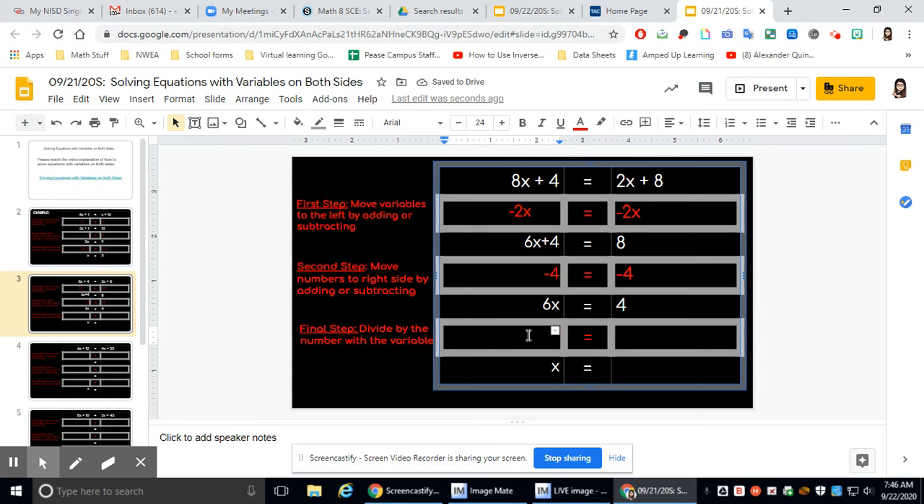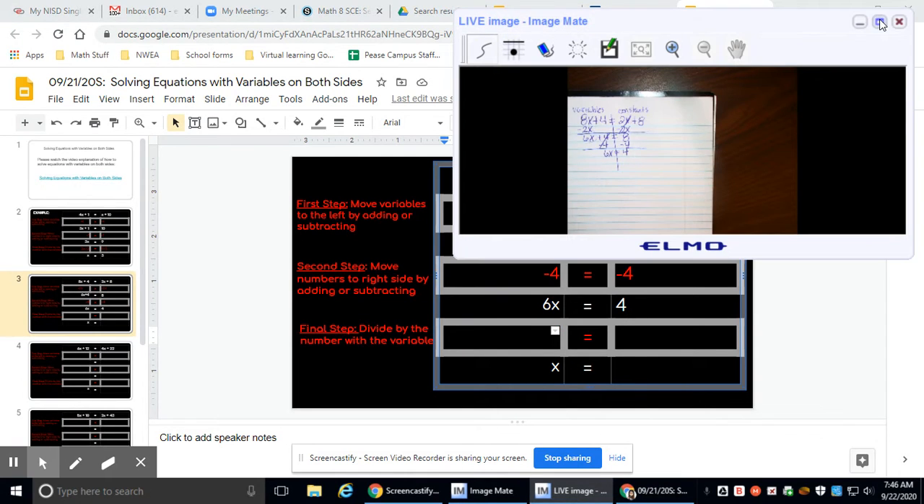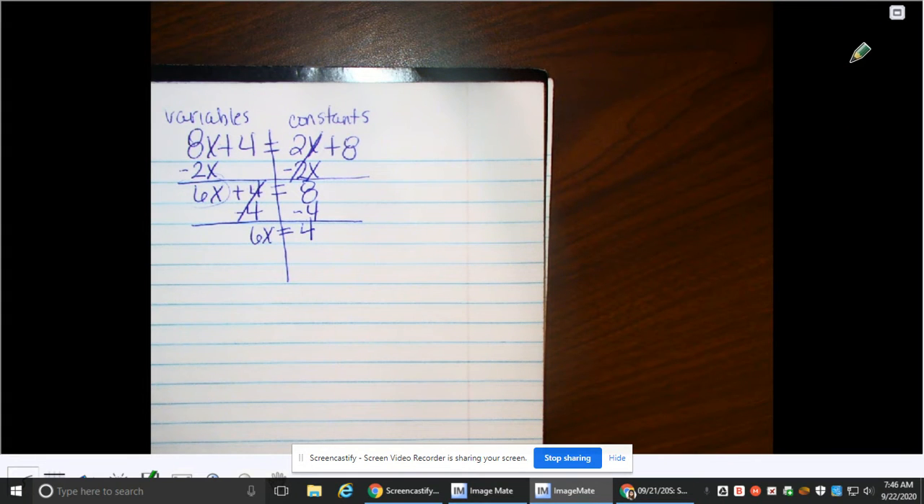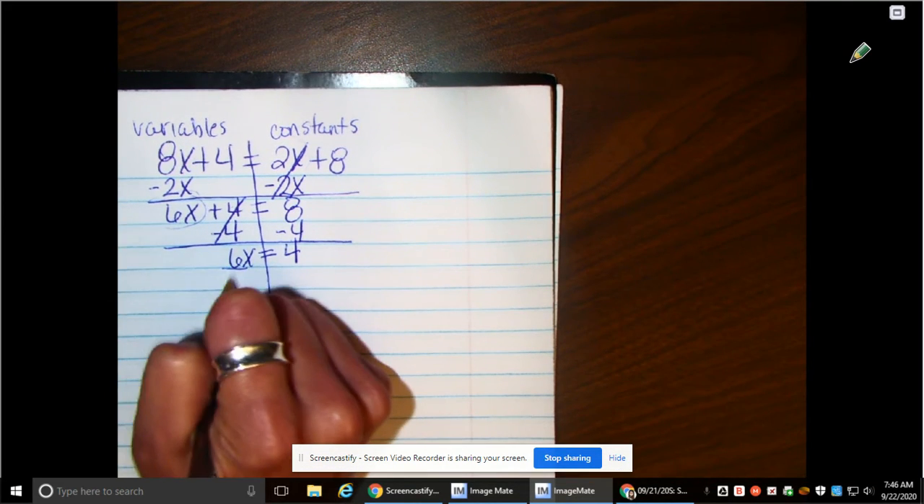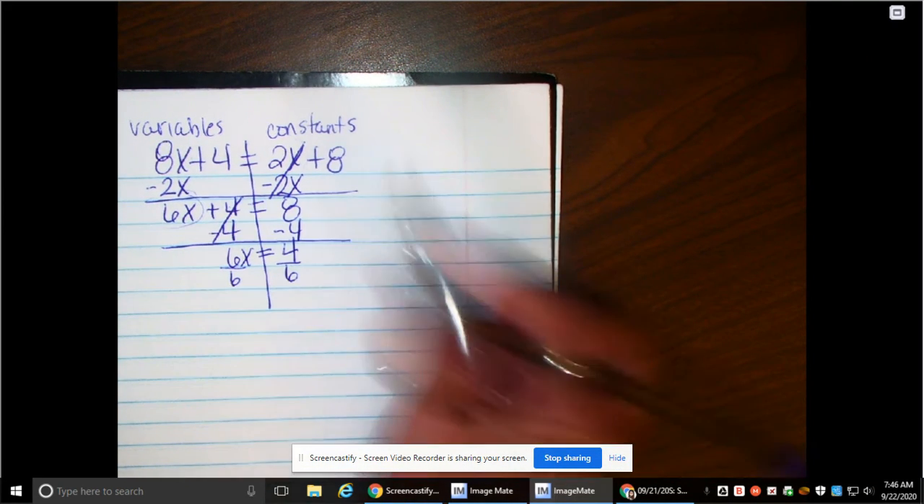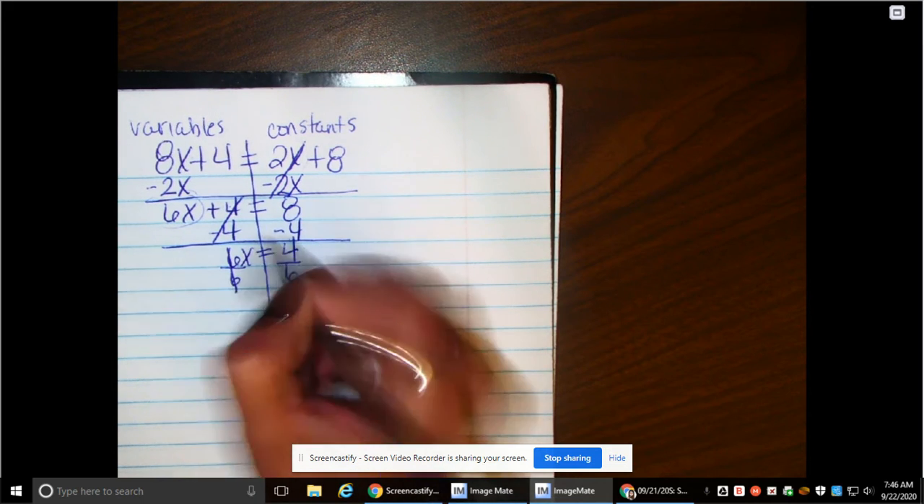Divide by the number with the variable. The number that's with the variable is 6. So we'll be dividing both sides by 6. So when you write it down, it'll look like this, divided by 6 on both sides. That will cancel this out.